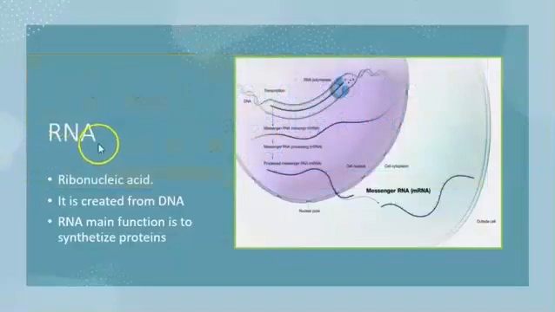So right here, RNA, the R represents the ribose, ribonucleic acid. The RNA comes or is created from the DNA. What is the job of the RNA? To take the information from the DNA and create proteins.